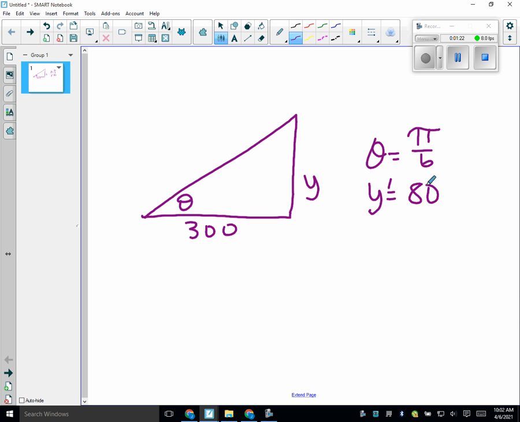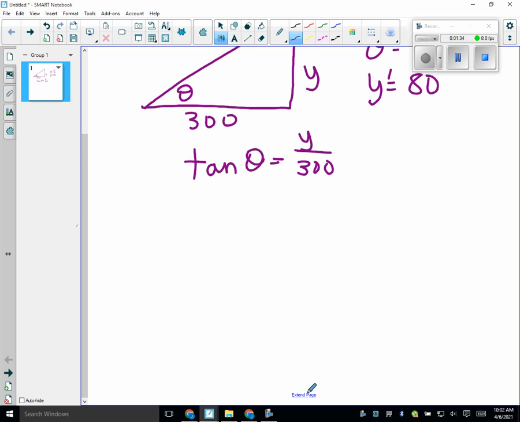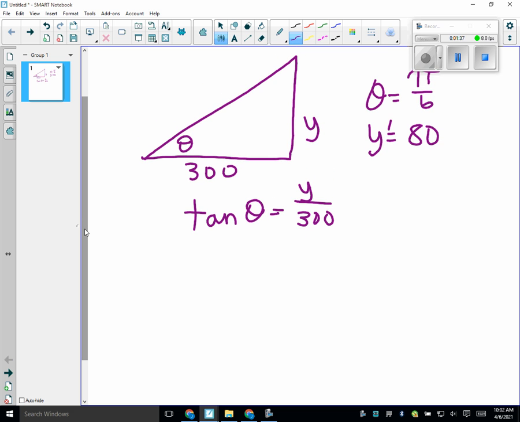So tangent of theta is equal to y over 300. Agreed? Now take the derivative of this. What's the derivative of tangent? Secant squared theta, theta prime equals y prime over 300. Plug in what you know and get an answer.